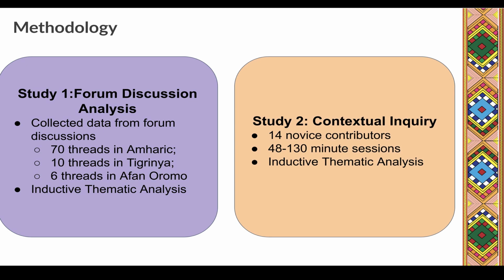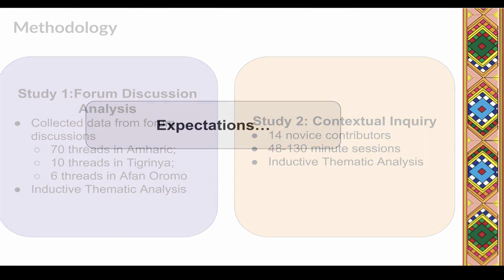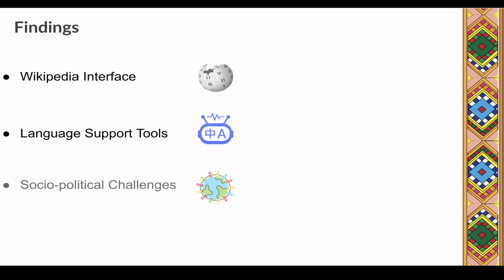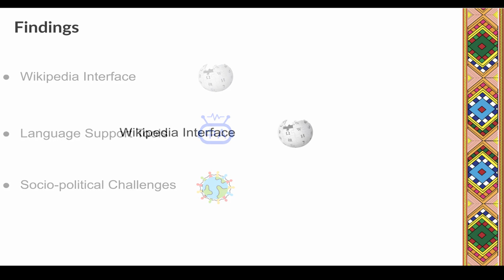Since contribution in these languages is low, we conducted a contextual inquiry study with 14 novice contributors to understand the barriers to entry in this space. When we conducted these studies, we went in thinking we're going to find out exactly what is wrong with Wikipedia for these languages. It turns out that the barriers are due to distinct but interacting challenges spanning Wikipedia's interface, language support tools, and social-political challenges.